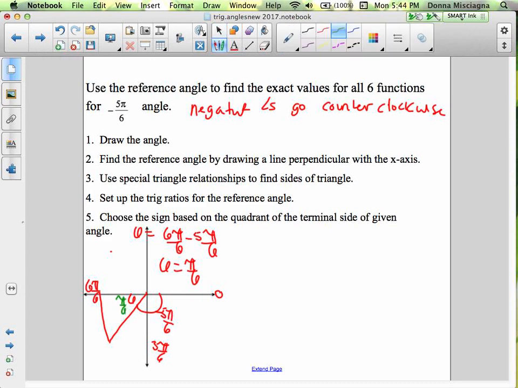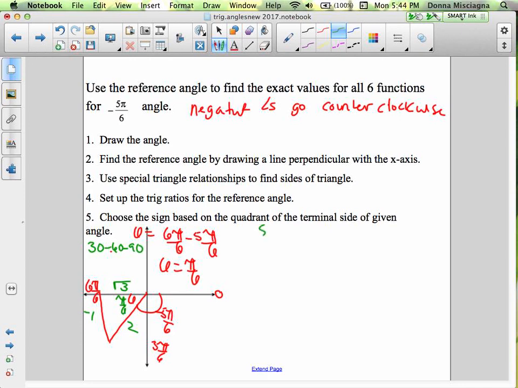And that's our 30, 60, 90 right triangle. Opposite pi/6 is the 1. In this case, it's a negative 1 because we're in the third quadrant. Along the adjacent side here is the square root of 3. That's the long leg because it'd be opposite pi/3. And then the hypotenuse is 2. All right, so now we've got our triangle. Now all we need to do is get our ratios.